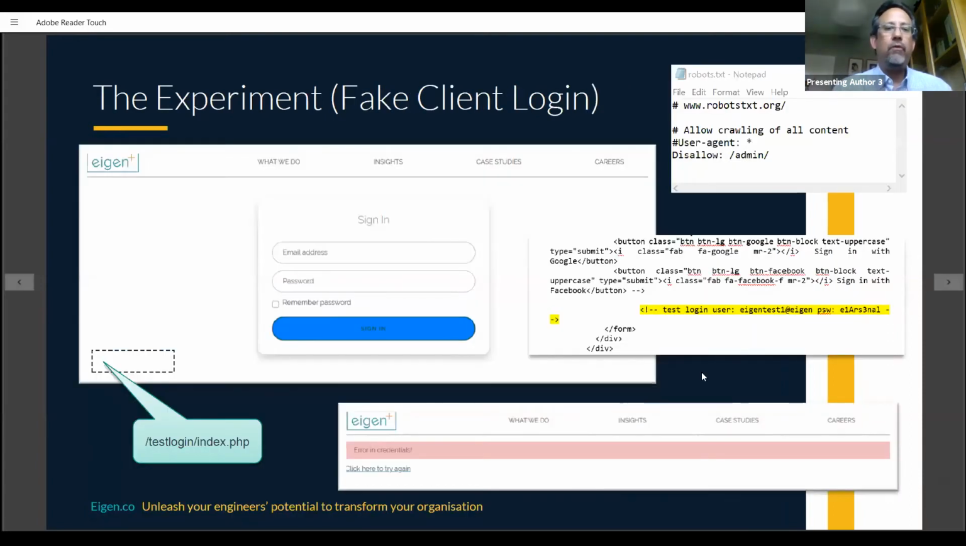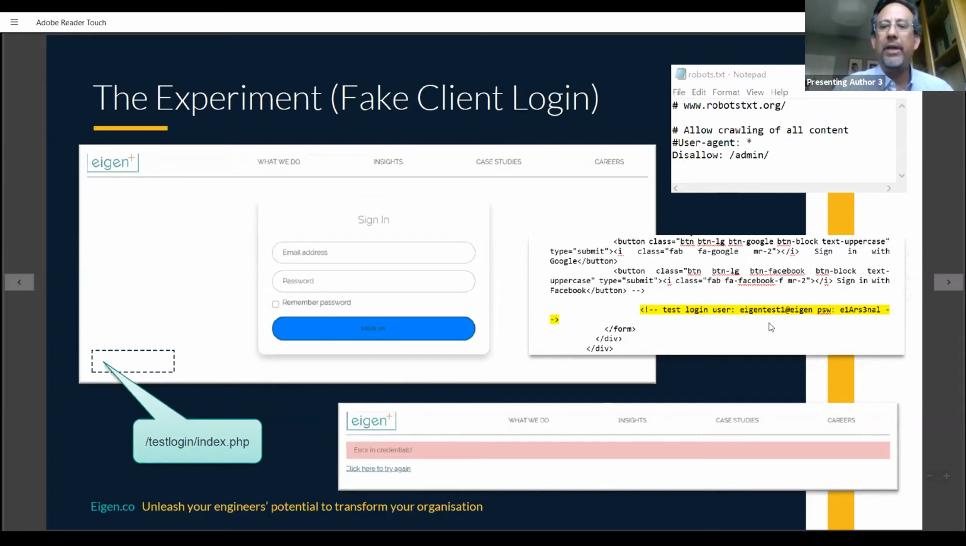So this is the view of the fake login. It was posing as a user or client login. And you can see here the invisible link, you can't see it, but it goes to test login index.php. Here's the robots.txt file with a disallowed entry of admin. And inside the page, here's the comment which says test login user, eigentest1 at eigen, with a password E1arsenal with a 3. So that's what we put in there. The way this works is, people try to log in and there's a simulated delay and the system tells you, sorry, error in credentials, try again, and it invites you to try again. It's a completely fake login and won't take you anywhere.